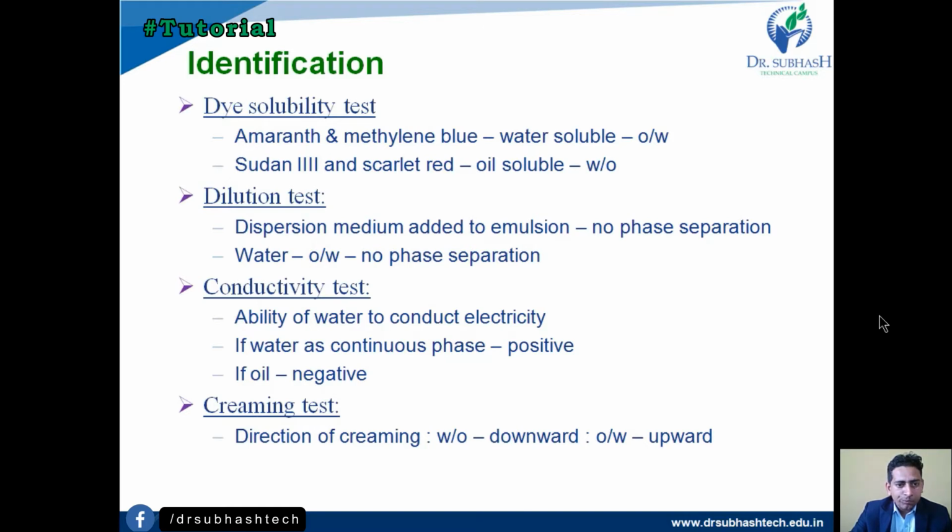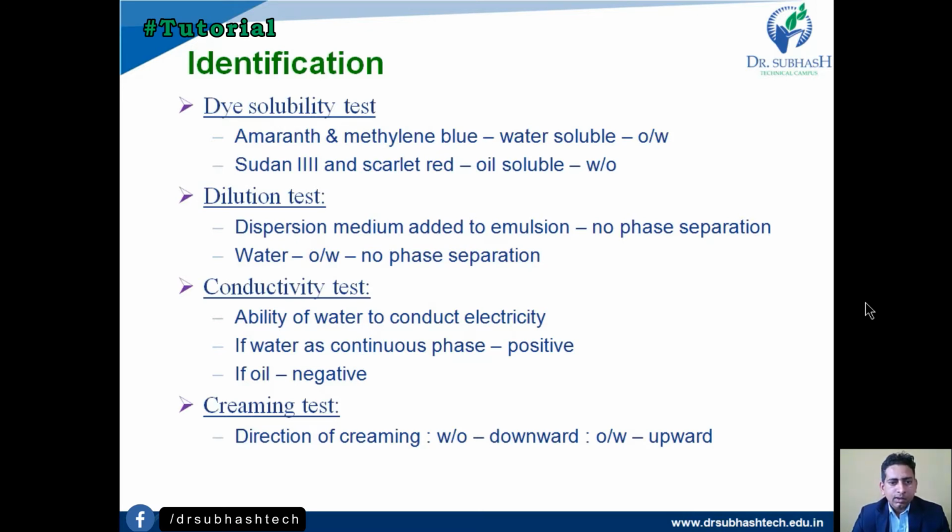And likewise, if we add the opposite of the dispersion medium into the oil in water emulsion, for example oil instead of water, then it will show phase separation. So on the basis of the dilution test, again we can understand whether our emulsion is oil in water or water in oil.